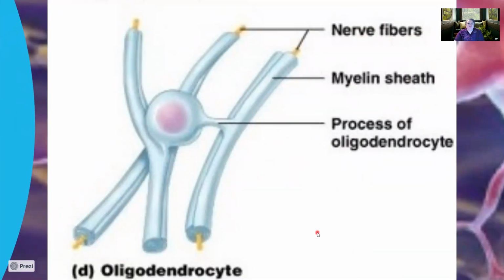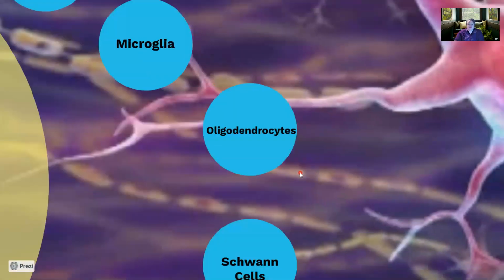So let's take a look at this blown up oligodendrocyte. And as you can see here, they are basically helping create a myelin sheath. And for an oligodendrocyte, they're creating that myelin sheath around the brain or the spinal cord.